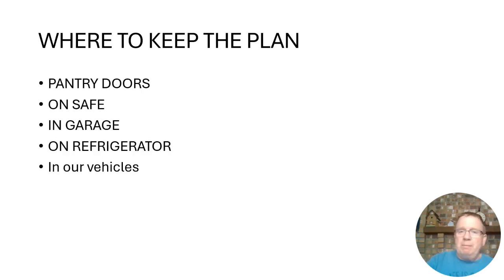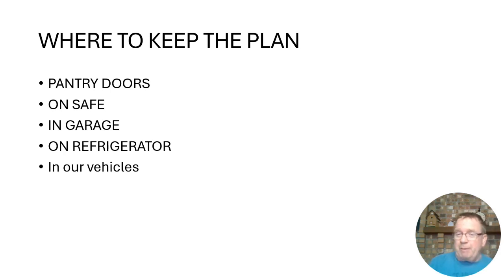And where do we keep the plan? You want to be able to have it quick. Like when we were evacuating, all of a sudden you get to that point where you say, well, I guess we've got to do it. And you don't want to have to say, well, did we leave that here, there? No, we keep it where it's easy. Pantry doors, bam. We have two pantries, so you go in there, bam, bam. You've got the pantry doors, on top of our safe, in the garage, on the refrigerator, and then we also, of course, keep it in our vehicles.